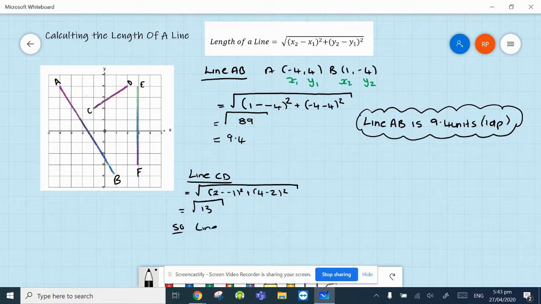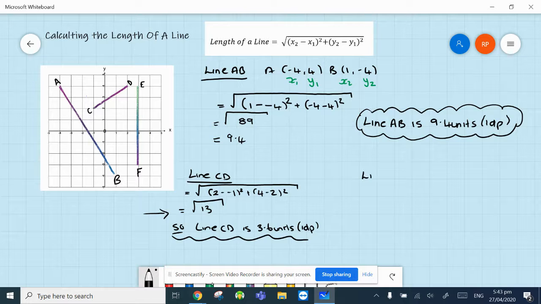So line CD is 3.6 units to 1 decimal place. Again, if you didn't get this bit here, you're doing something wrong on your calculator. Make sure you're adding your brackets. All right, I'll do the second one for you.